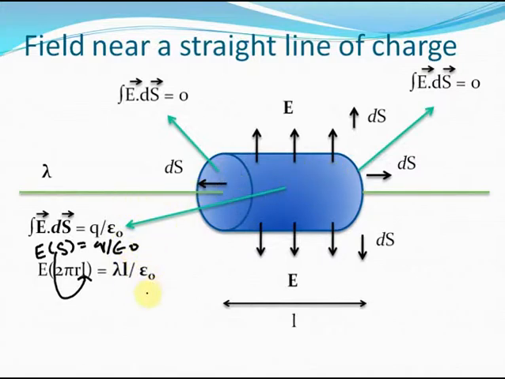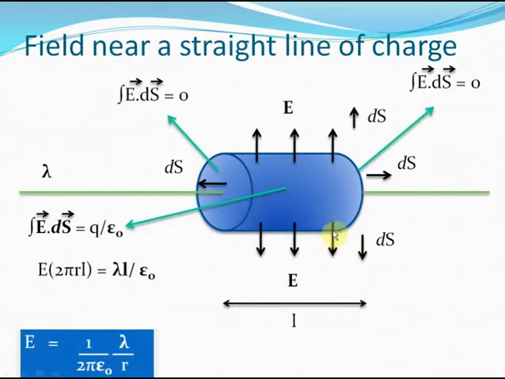When we further simplify this expression, the value of the electric field because of a straight line of charge is 1 by 2 pi epsilon naught into lambda by r. We had already derived this expression by considering different elements on the straight line of charge and calculating the electric field because of each element. But you can see that calculating the electric field by using Gauss's law is so very simple.